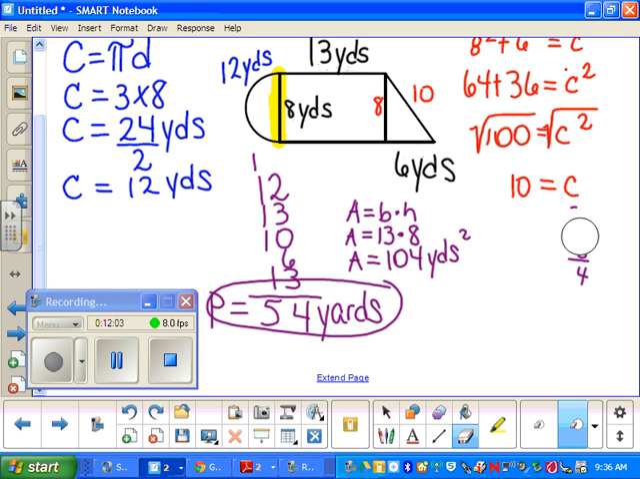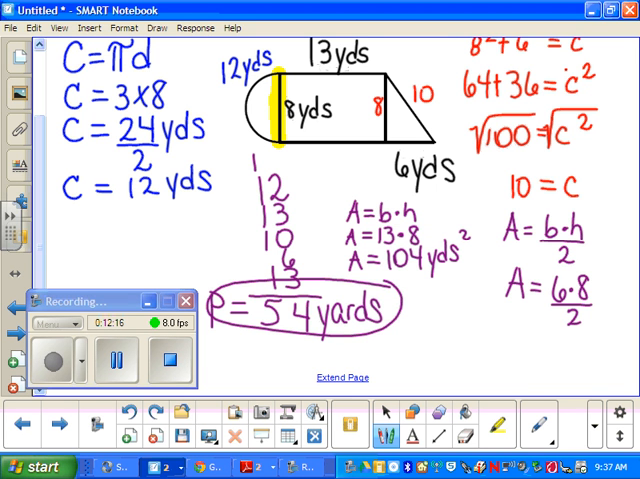Now I'm going to do my triangle, which is base times height divided by 2. So my base of my triangle is 6. My height of my triangle is 8. So 6 times 8 divided by 2. Well, that's 24 divided by 2, which is 12. So it's 12 yards squared.